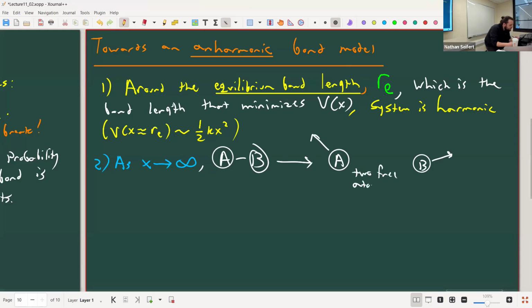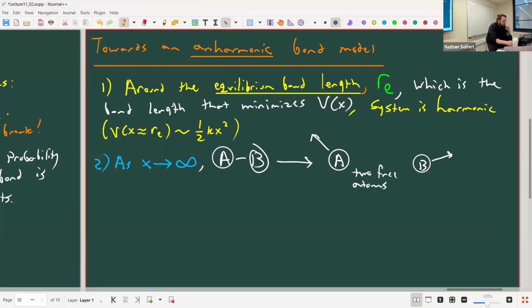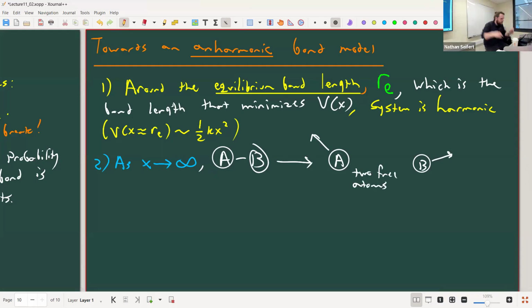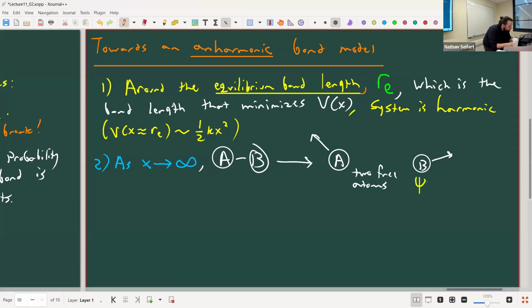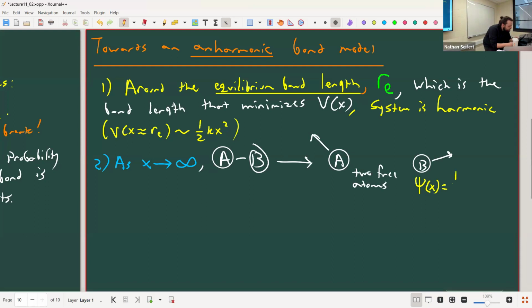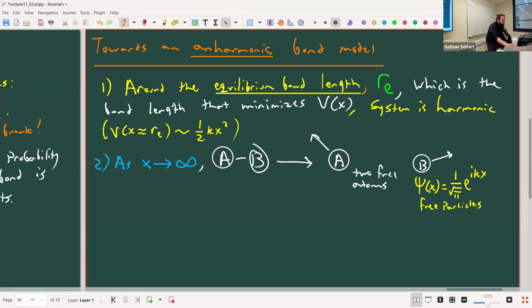Free atoms. And we know what their wave functions look like for a free atom. They're just free particles. So their wave functions are 1 over the square root of pi e to the ikx. Free particles. So at infinite distance, we go from two bound systems that have potential energy to two atoms that have no potential energy and are just allowed to move freely.